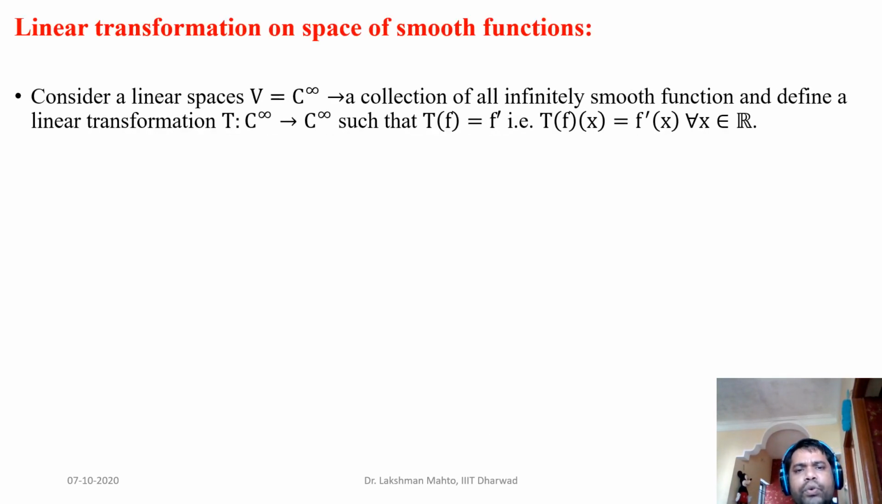So I will give a few examples of infinite dimensional linear space. One such example is the collection of all infinitely smooth functions. That means V here is C infinity, containing functions like the exponential function, polynomial functions, and sine and cosine, trigonometrical kinds of functions. Why? Because those functions you can differentiate infinitely many times. So that's where C infinity is a collection of infinitely smooth functions.